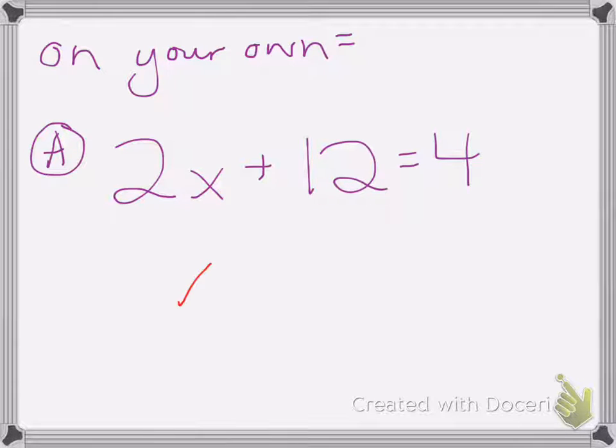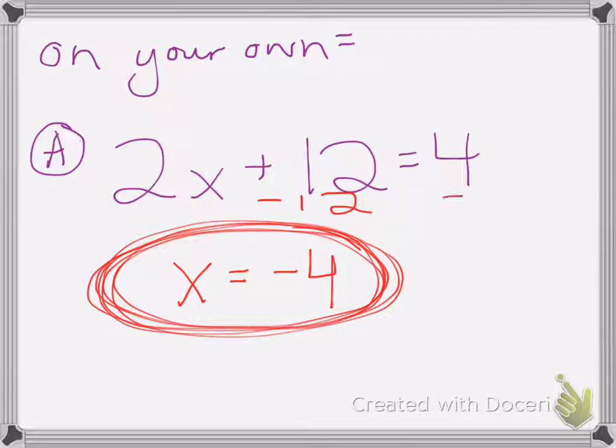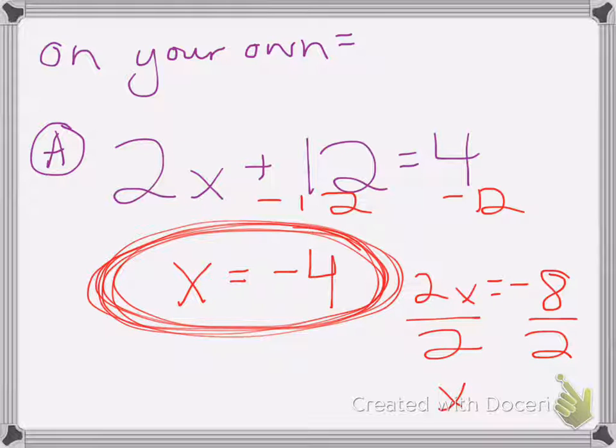Alrighty, your answer should be x equals negative 4. Did you get it right? If you didn't, try again, and if you keep on getting it wrong, raise your hand and ask a question. Again, we should subtract 12 first, so we subtract 12, and then you get 2x equals negative 8, and then you divide by 2, x equals negative 4. Okay, that was quick. Okay, next one.